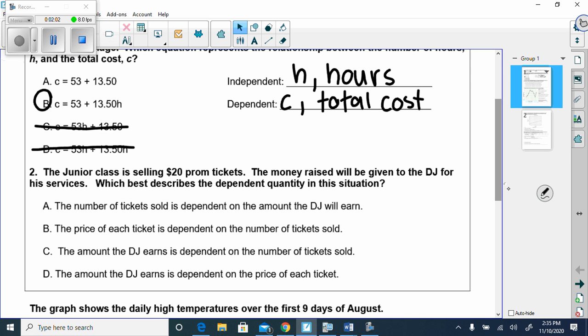Is that true? No. The tickets that they sell are the tickets that they sell, so it can't be that one. The price of each ticket depends on the number of tickets sold. No. They're $20 no matter what. The amount the DJ earns is dependent on the number of tickets sold. Yes, that's it. Good job. I got that right. Good. True story.